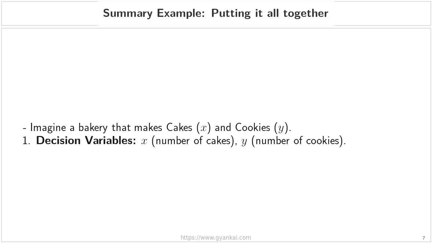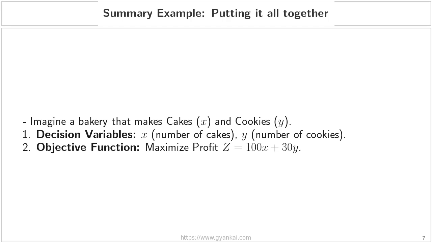First, let's identify our decision variables. As we discussed in the second slide, these are the unknowns we need to determine. Here, our decision variables are x, representing the number of cakes produced, and y, representing the number of cookies produced. Next, let's look at our goal, which is our objective function. Suppose you earn a profit of $100 for every cake and $30 for every cookie. Our goal is to maximize our total profit, which we will call z mathematically. We express this as z equals 100x plus 30y.